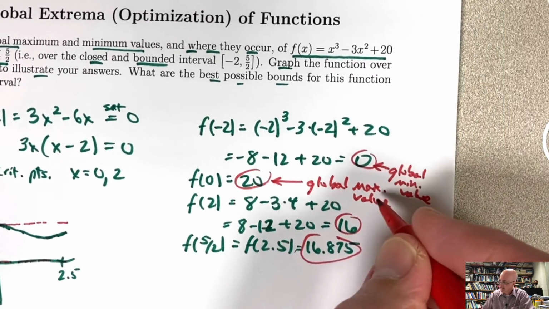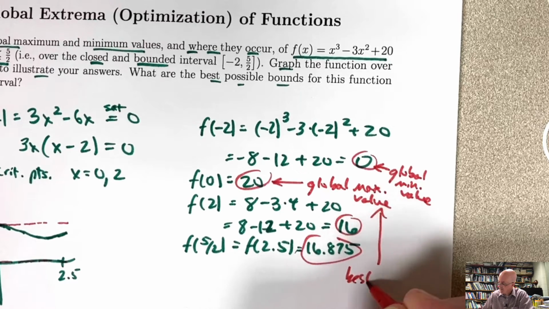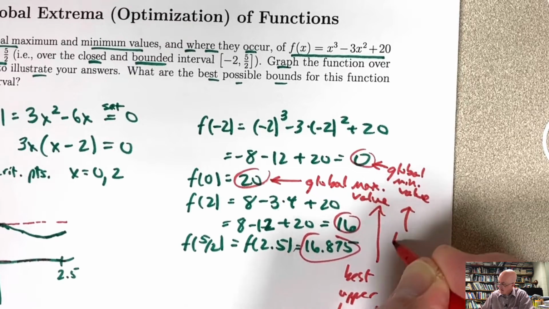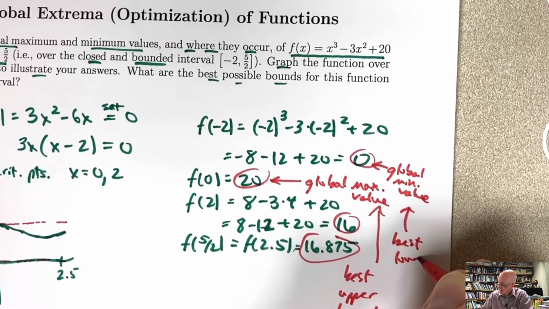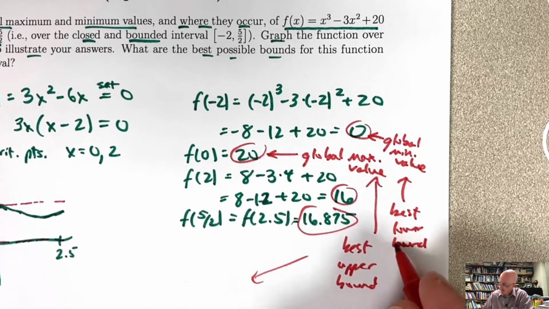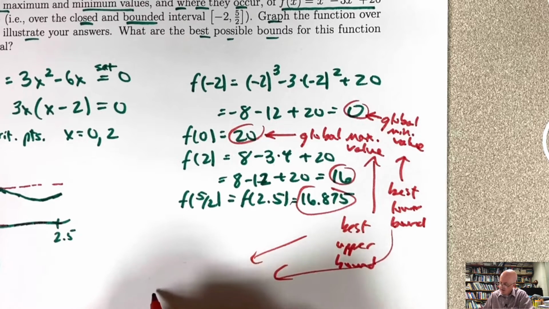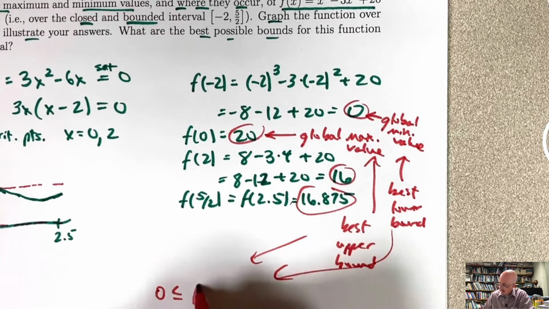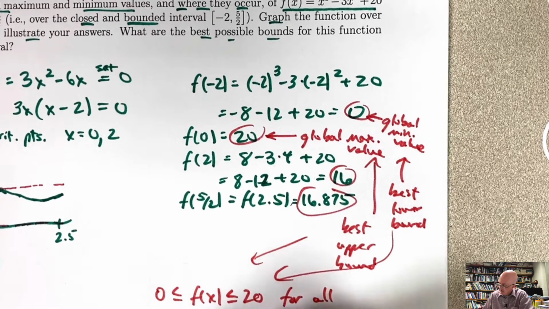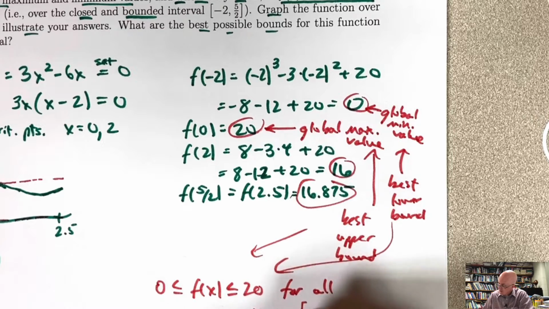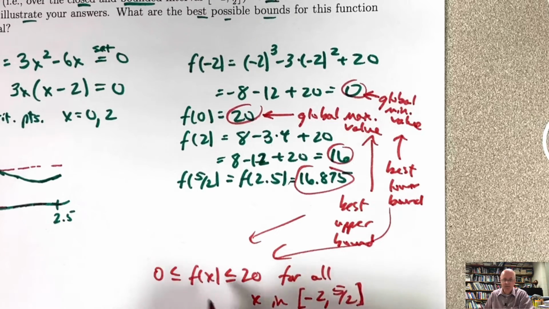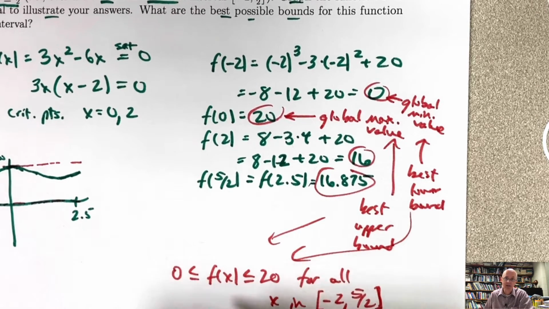So the global max value is also the best upper bound, and the global min value is the best lower bound. If we want to be a bit more precise about what that means, we can say these things imply that the outputs of this function are between 0 and 20 for all x in the interval from -2 to 5 halves. And those are the best possible bounds because the function actually does attain those values as well.